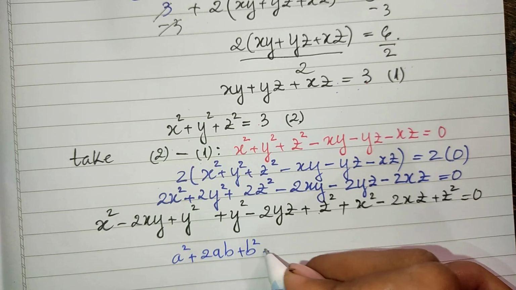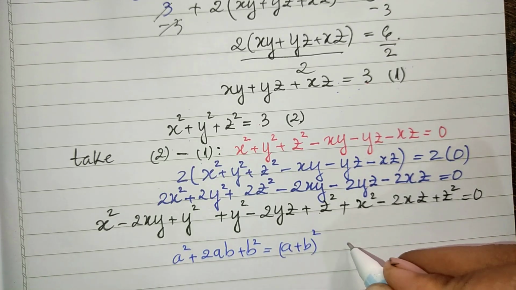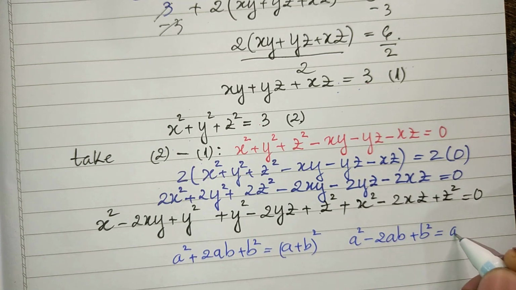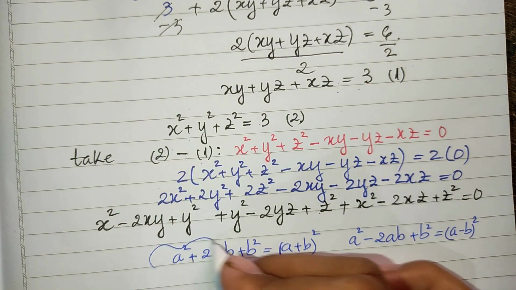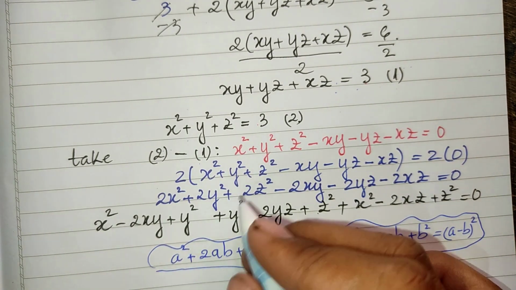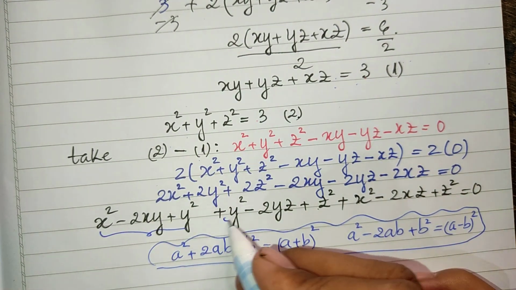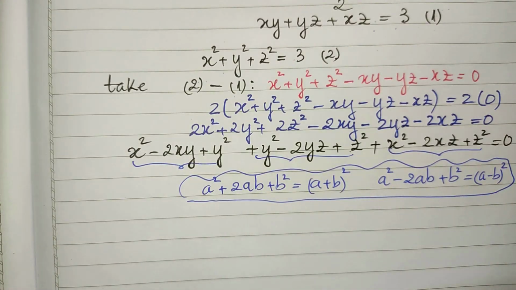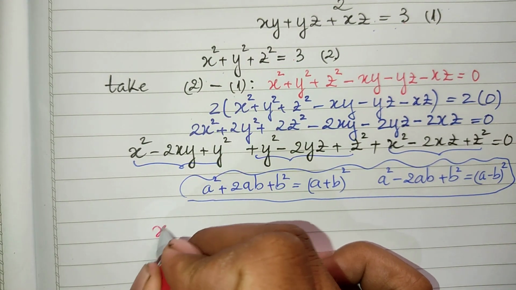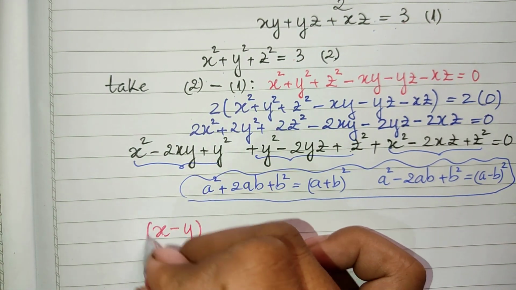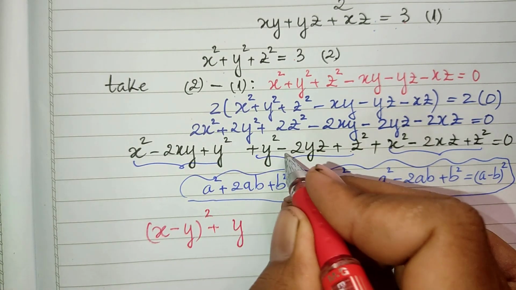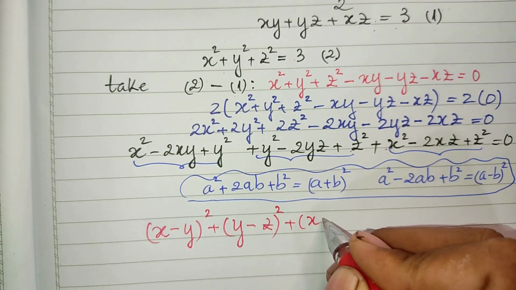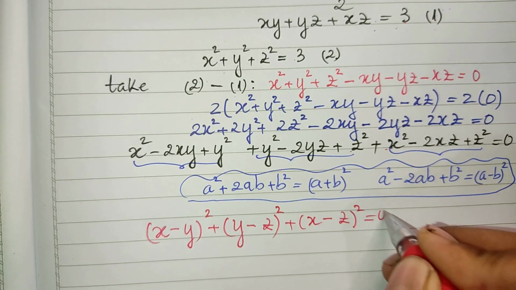Now we verify the rules that a squared plus 2ab plus b squared equals a plus b all squared, and a squared minus 2ab plus b squared equals a minus b all squared. Using these formulas, we get the equation: x minus y all squared plus y minus z all squared plus x minus z all squared equals 0.